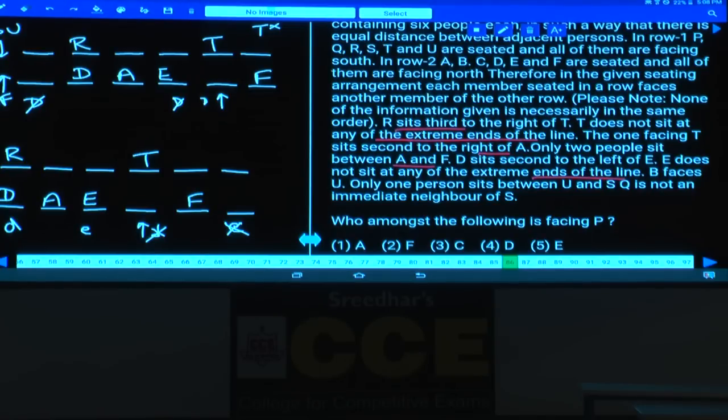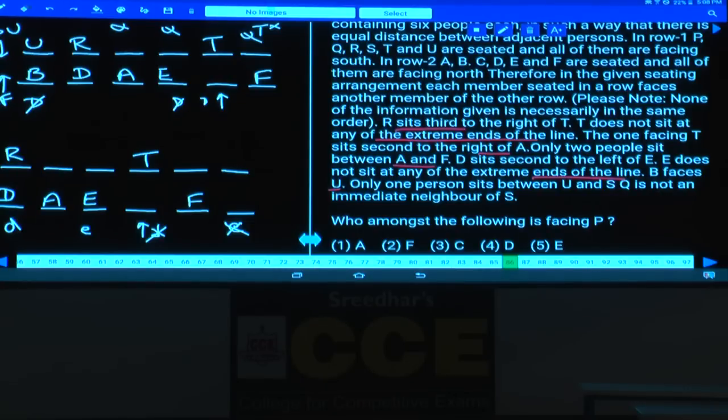Clear now? Then, B faces U. B and U are facing each other. As B and U are facing each other, U cannot be at this place. Why? Because if U is here, B must be opposite to U, which is not possible. U cannot be here. Then what is the only possibility here? U at this place, and U sits opposite to B.